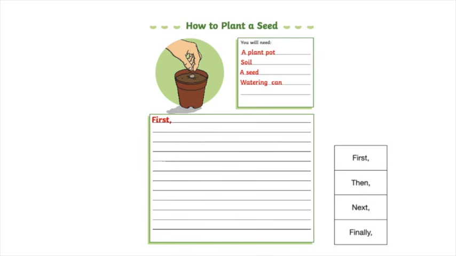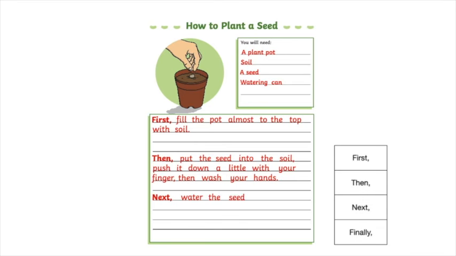So, first, fill the pots almost to the top with soil. Then, put the seed into the soil. Push it down a little with your finger. Then, wash your hands. Next, water the seed using the watering can. Finally, put the pots in sunlight.